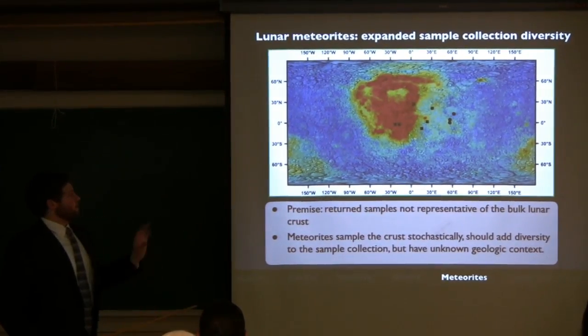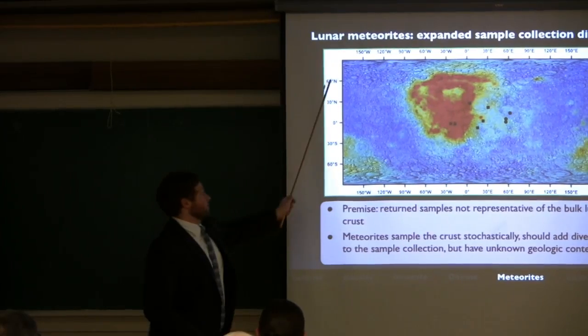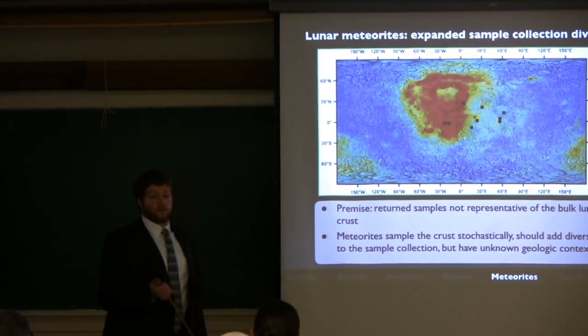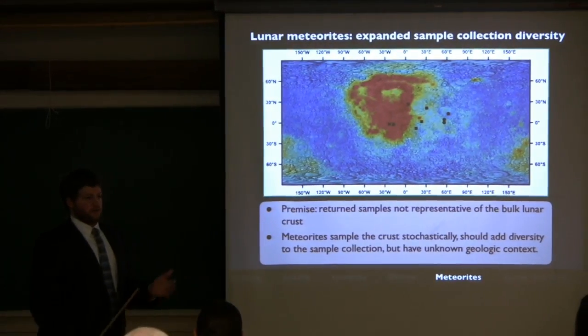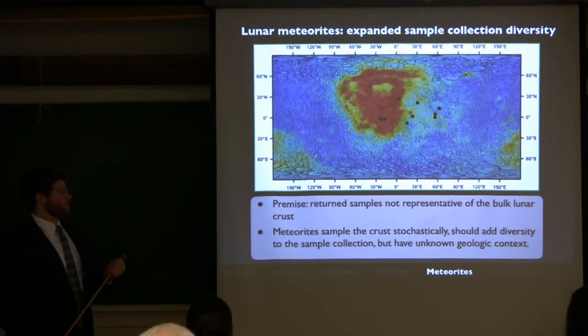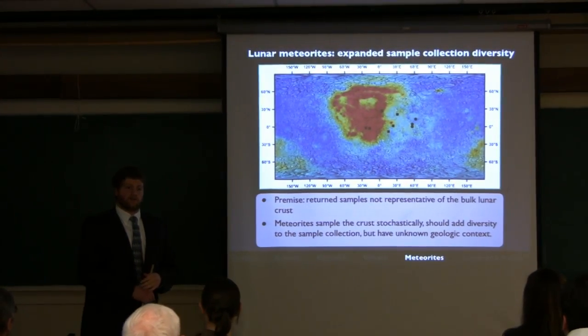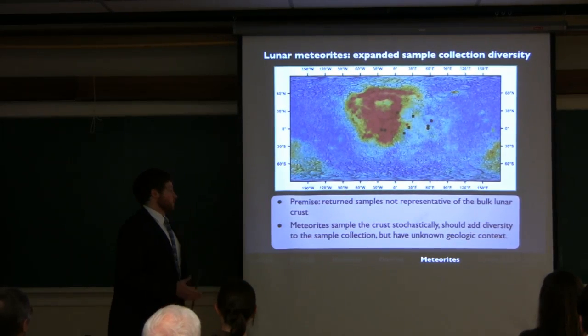And so the idea is that the Apollo samples may not be representative of the bulk crust, for example, things out here distant from this near-side enhancement of thorium. And that the meteorites, because they're a result of a stochastic process of impacting the lunar crust, could represent a more diverse, broad sampling of the whole lunar crust rather than just this anomalous near-side region.